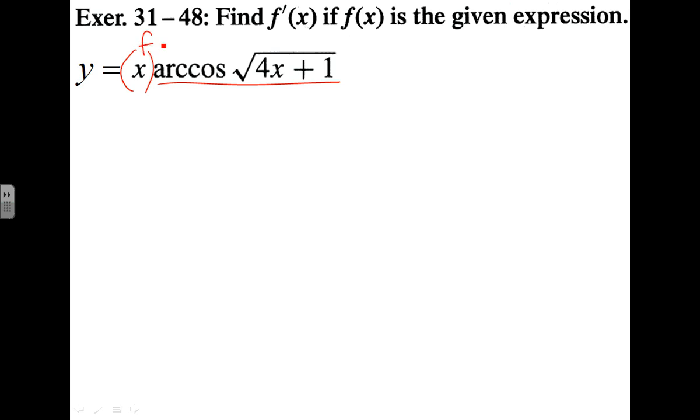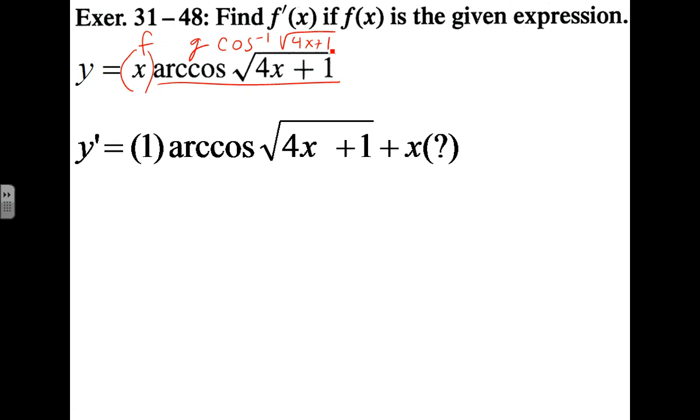f is the first function, and g is the inverse cosine of the square root of 4x plus 1. All right, so we're going to take the derivative of x first. That's pretty easy. That would be 1. So this is f prime. This is g. This whole thing from here to here is g, plus f times g prime.